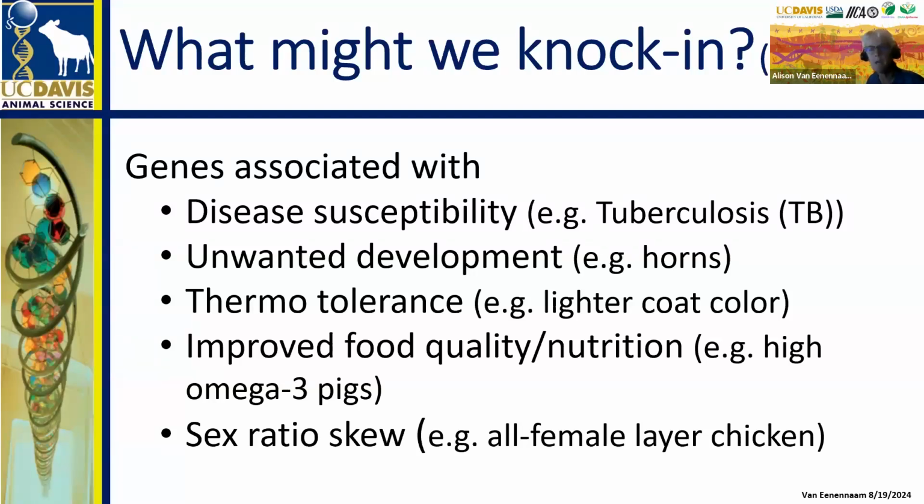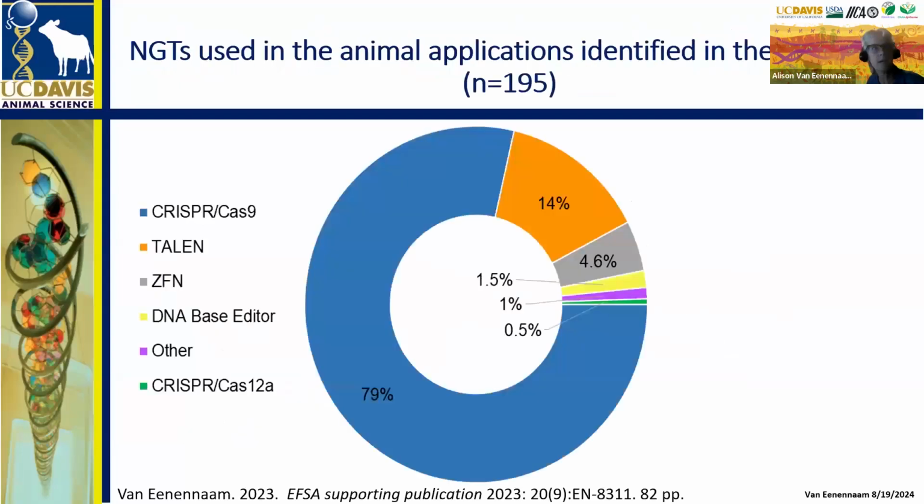So when we did a review of all of the publications on genome editing in livestock for food purposes, this is a summary of what we found. And so what you'll see is about 80% of all of the edits are being done using CRISPR-Cas9, or at least this is publicized, as in published papers in the peer-reviewed literature. And if you want to read more, it's in this EFSA supporting publication that's available freely.